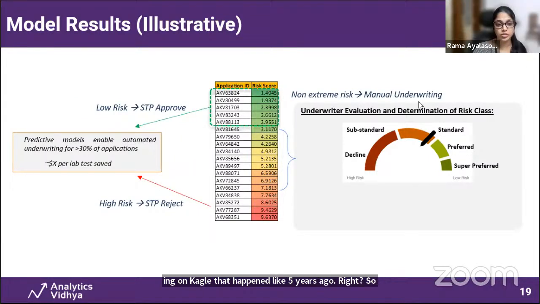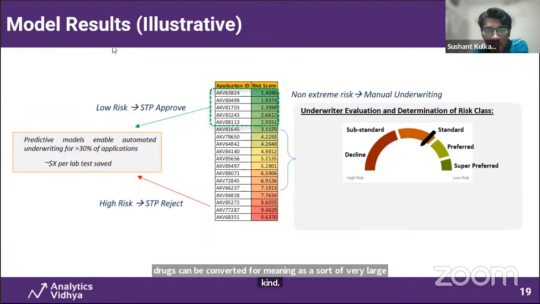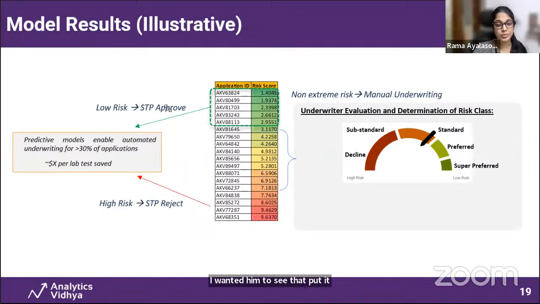Sushant, there are further questions on the Q&A chat. I can read them out for you. The first one is someone asking you to throw light on how various drugs can be converted for meaningful information. I think you covered this. I'm not able to see that. Could you repeat that, Rama? Yeah. So how various drugs can be converted for meaningful information.